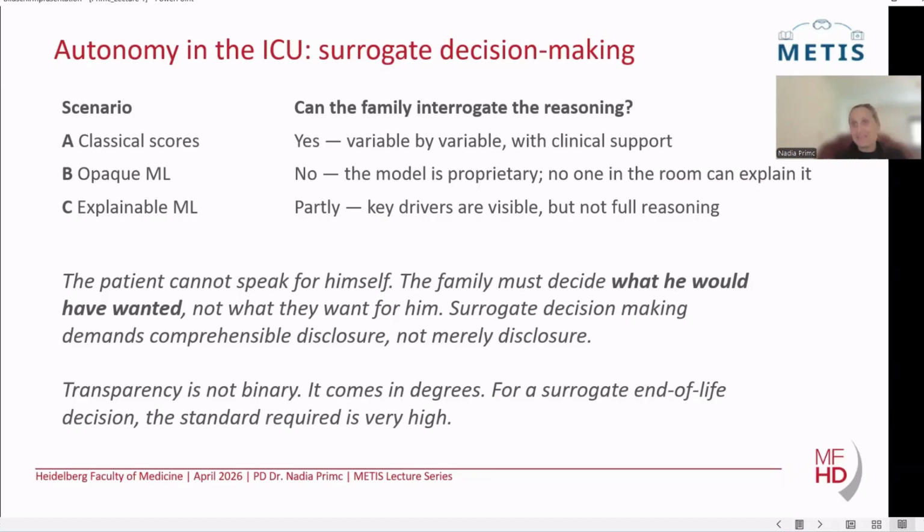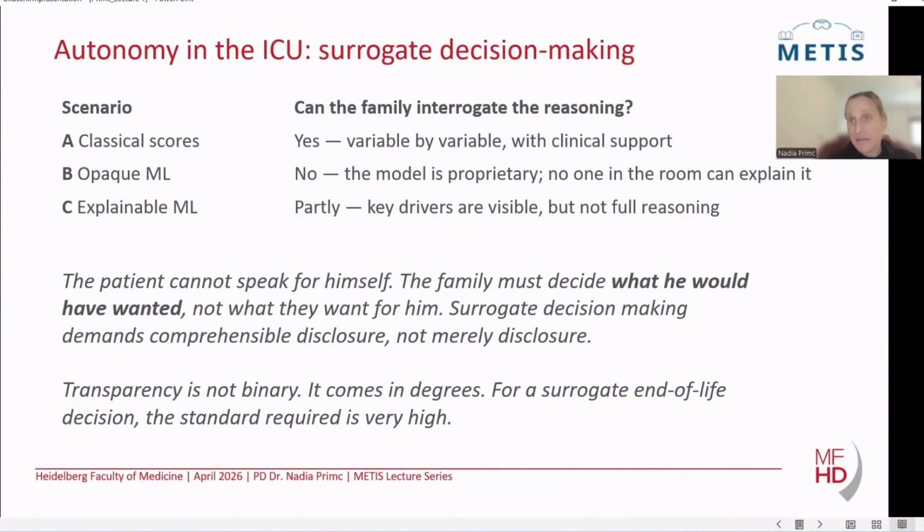The family is in the end asked to make one of the hardest decisions of their lives on the basis of a number that no one in the room can explain. And not because the number is necessarily wrong, it may be a very accurate prediction, but simply because it is not accessible. So the requirements of informed surrogate decision-making are not easily met in this case.